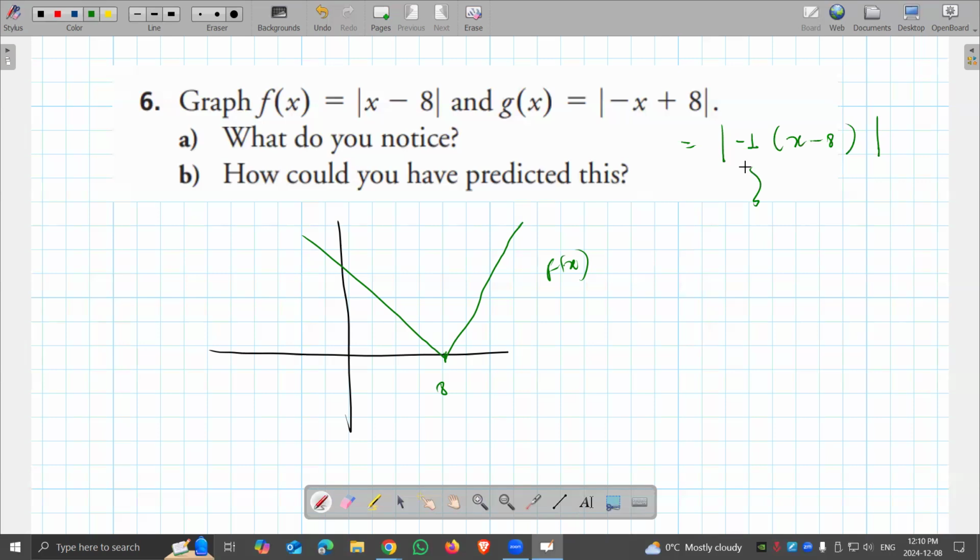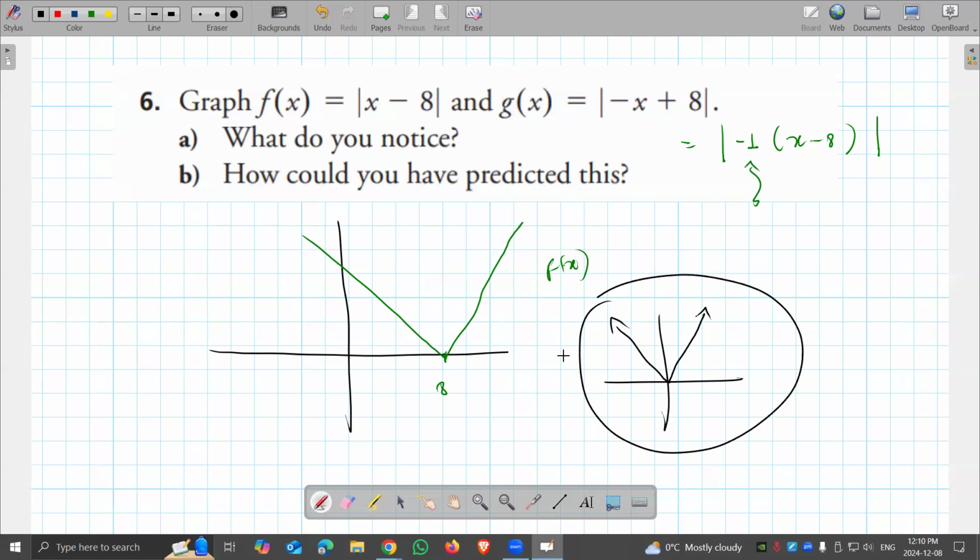What does this negative 1 do? Reflection on the x or reflection on the y? It's on the y. It's on the x if it's outside the bracket. If a is negative, it's a reflection on the x. If k is negative, it's a reflection on the y. So that negative 1 is a reflection on the y-axis. So we know our parent function is symmetrical, looks like this.